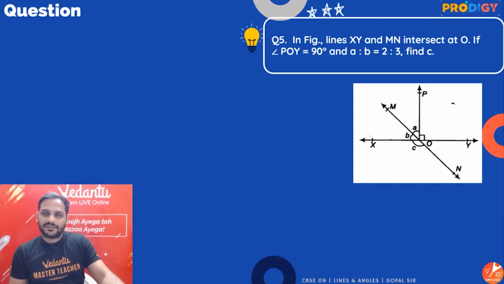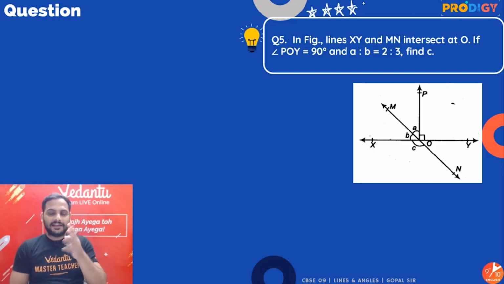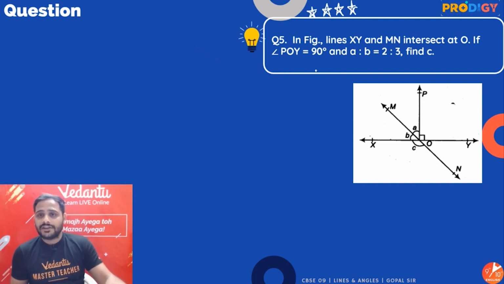Two star questions. First, I told you question number 3, angle ROS is half of angle QOS minus POS. This is also a very good question. In the figure, lines XY and MN intersect at a point O. Line XY you can see over here, line MN is over here. If OP is a ray and angle POY is given as 90 degrees in the diagram, and a is to b is 2 is to 3, find the value of angle c.